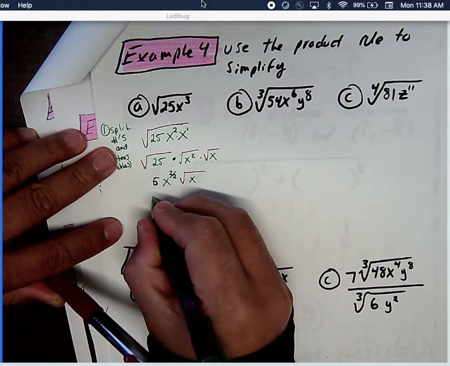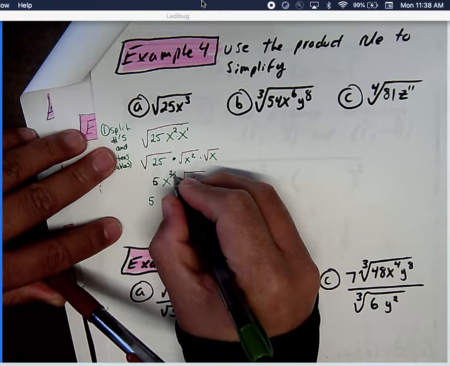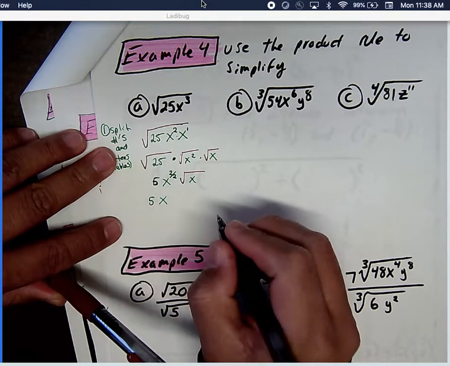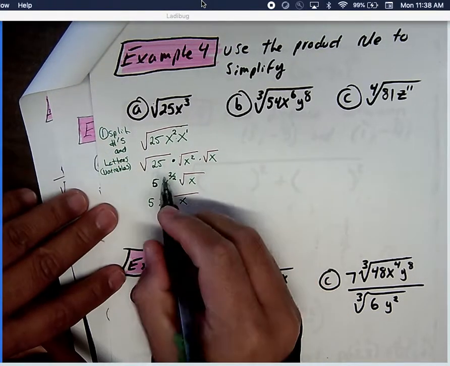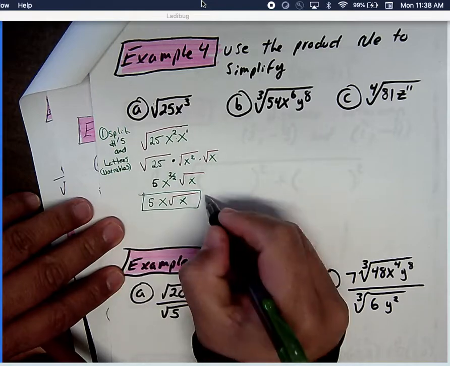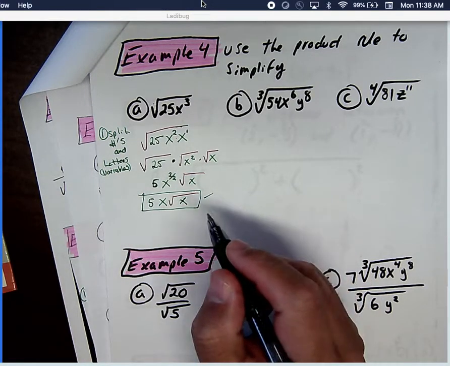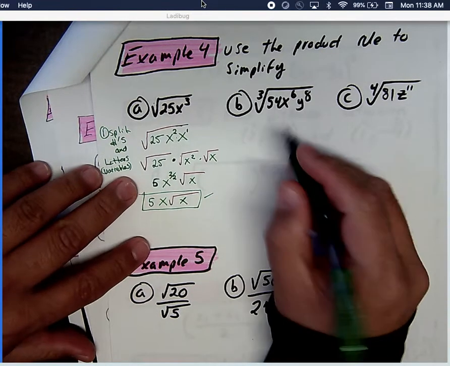So let's rewrite this. So this is 5. So 2 over 2 would be 1. So this is just an x. And then you have this stuff here. And that's all you can do. That's the answer for this one. Okay, now let's do that one.